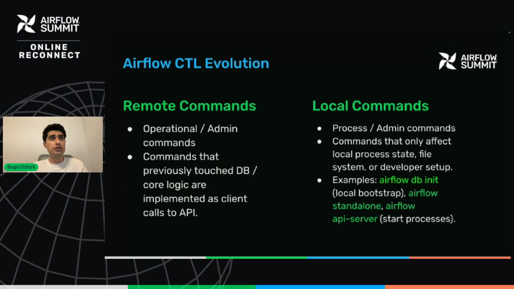So in the evolution, the important part to understand is what is a remote command and what is a local command. The remote command is basically any command that you could do with the API, even if you have multiple API calls from different endpoints. But the local commands are the commands that cannot be used over the API.